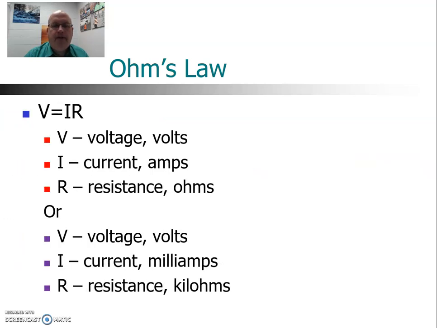The formula is V is equal to IR. V, of course, is voltage, I is current, and R is resistance. And we use the SI base units of volts, amps, and ohms. However, this relationship also works if we measure current in milliamps and resistance in kiloohms. But again, if you choose milliamps as your current, then you must use kiloohms as your resistance. Otherwise, just go back to the base units of volts, amps, and ohms.